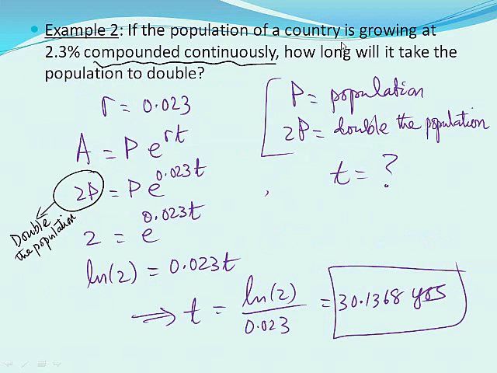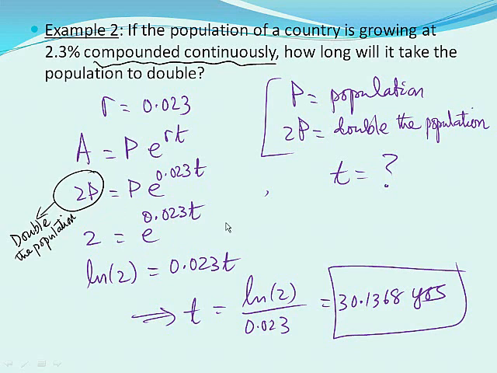If the population of a country is growing at 2.3% compounded continuously, how long will it take the population to double? We need to take the population as the present value P. So if the population doubles, the value for A will become 2P. It is growing at a 2.3% rate continuously, so that means the r value is 0.023. Back to the continuous compounding formula, A equal to P e to the power rt. Substitute for A as 2P, that is doubling the population. Then we can divide by P. So we get this equation, 2 equals e to the power 0.023 times t.